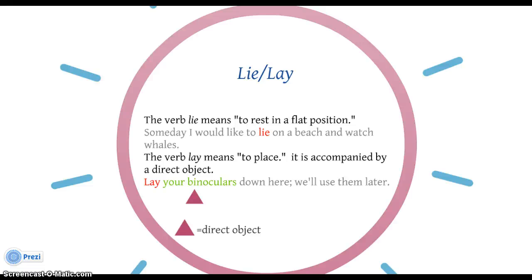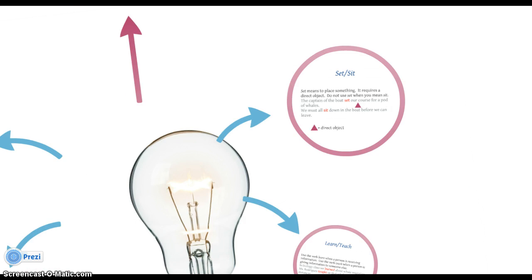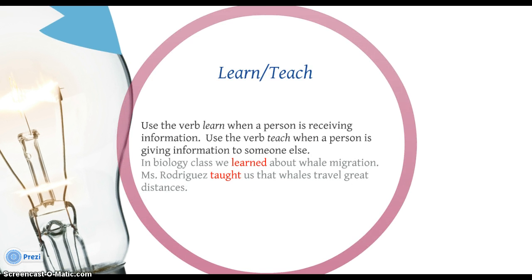The verb lay, L-A-Y, means to place. It's going to be accompanied by a direct object. Let me show you what that means. Here's the example sentence. Lay your binoculars down here. We'll use them later. Binoculars is the direct object of the verb lay because it says lay what? Lay binoculars. So you can see the purple triangle indicates a direct object. A lot of times people confuse these two verbs and they use one of them when they should be using the other.